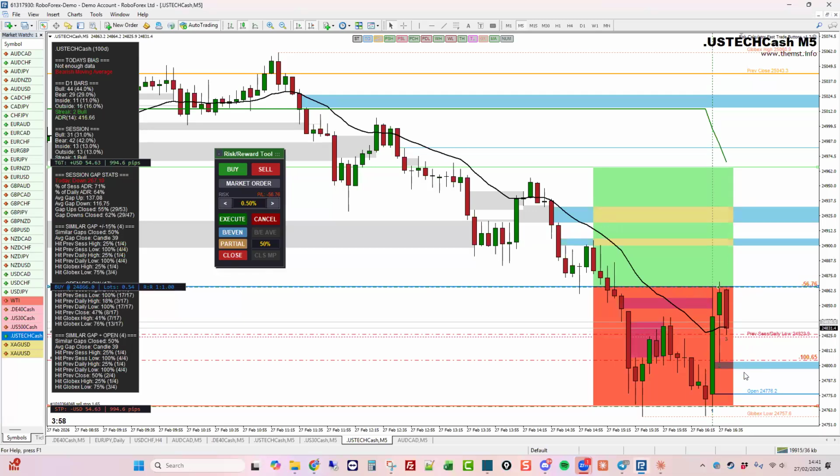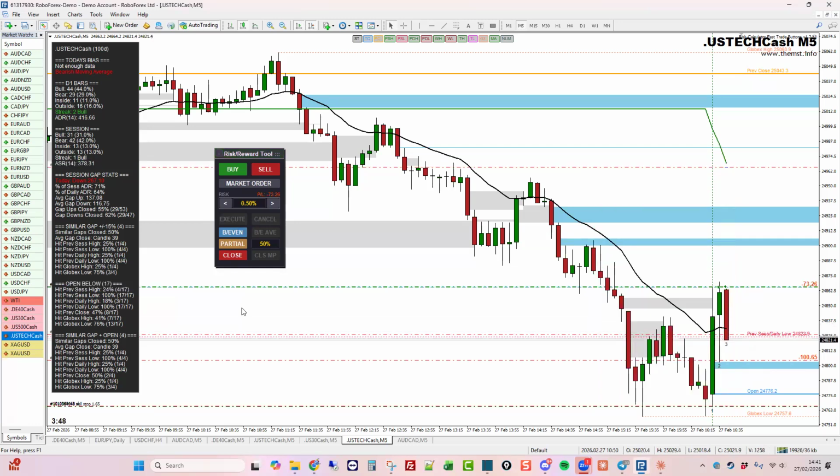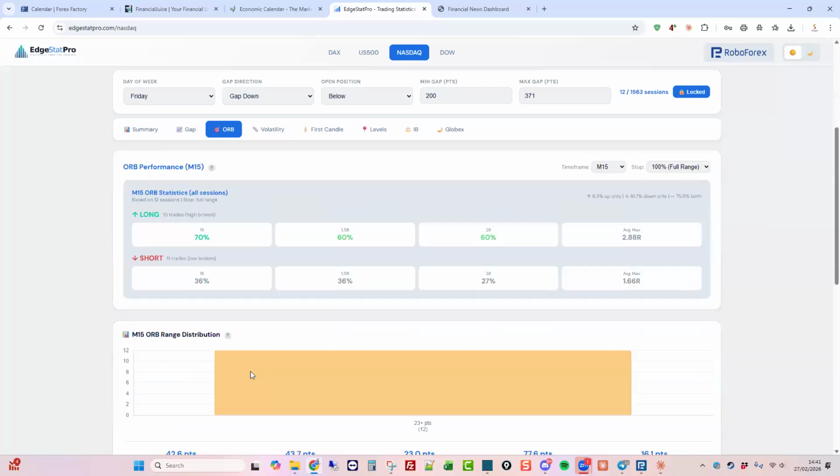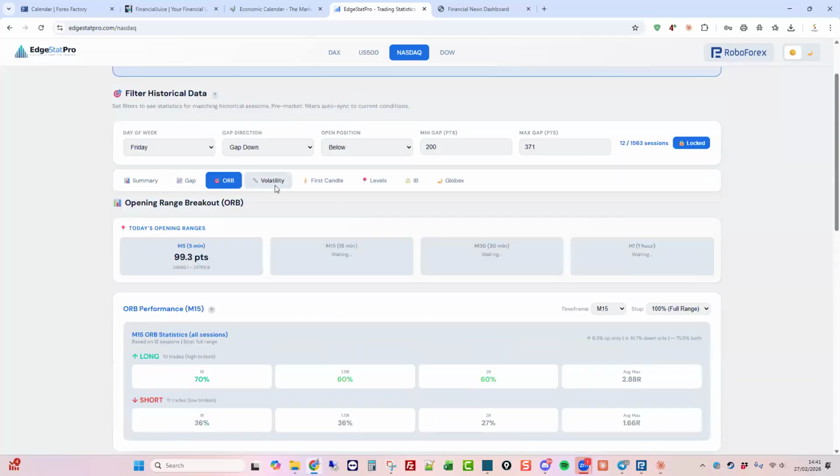There we go. We are long. Now, bear in mind the ORB is not using 100% of the range as a stop loss. I'm just going to execute that as another trade, basically. We'll see how that one plays out, but we'll wait for that 15 minutes to come in. So that's the ORBs. That's how they work.